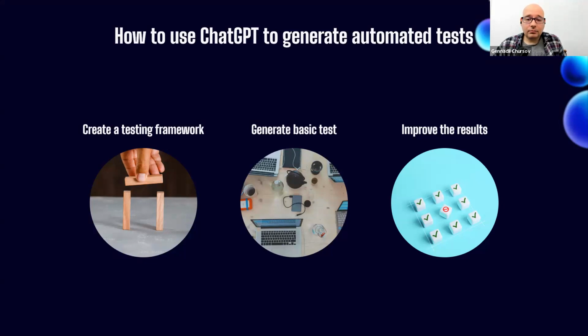Then I need to generate basic tests. First of all, it will be an example that I will use later in ChatGPT. And also I just need to check that my framework is working. So I will show you that basic test. I also use ChatGPT, and there are some prompts for how to do that, and I will show them to you. And the last part is to improve the result.